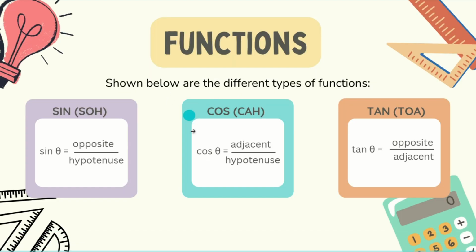Functions. Shown below are different types of functions. Sin theta equals opposite over hypotenuse. Cos theta equals adjacent over hypotenuse. And lastly we have tan. Tan theta equals opposite over adjacent.